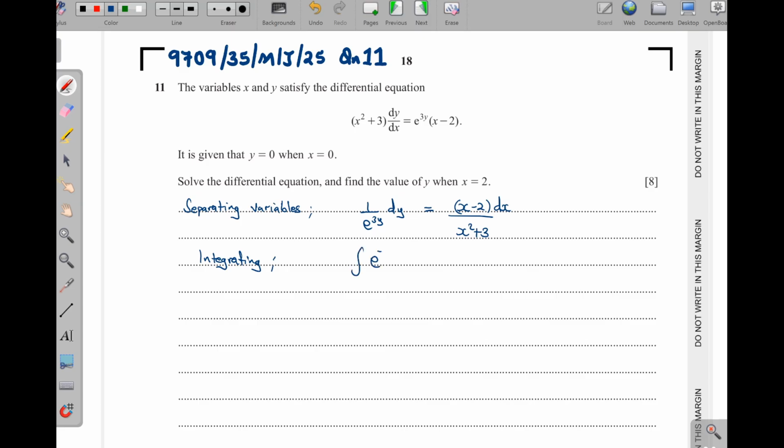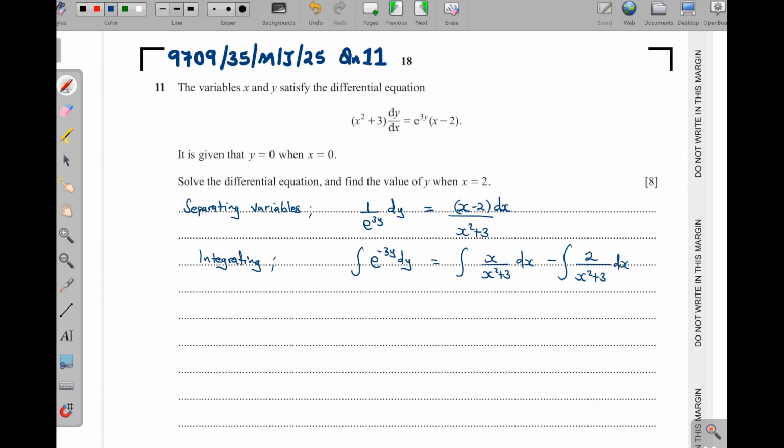So this is the integral of e to the power of minus 3y dy, which is equal to the integral of, I can split, by the way, this numerator here. I can have x out of x squared plus 3. You see that? Then I will also have minus 2, so the integral of 2 out of this x squared plus 3 dx.